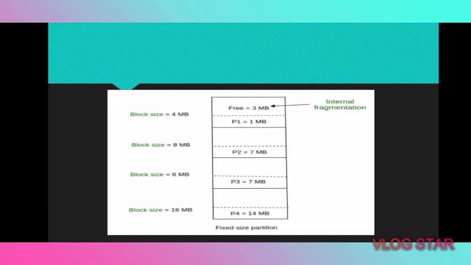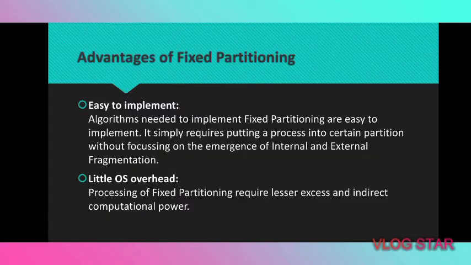you can see the internal fragmentation in the picture. So advantages of fixed partition. Easy to implement. The algorithms needed to implement fixed partitioning are easy to implement. It simply requires putting a process into a certain partition without focusing on the emergence of internal and external fragmentation.